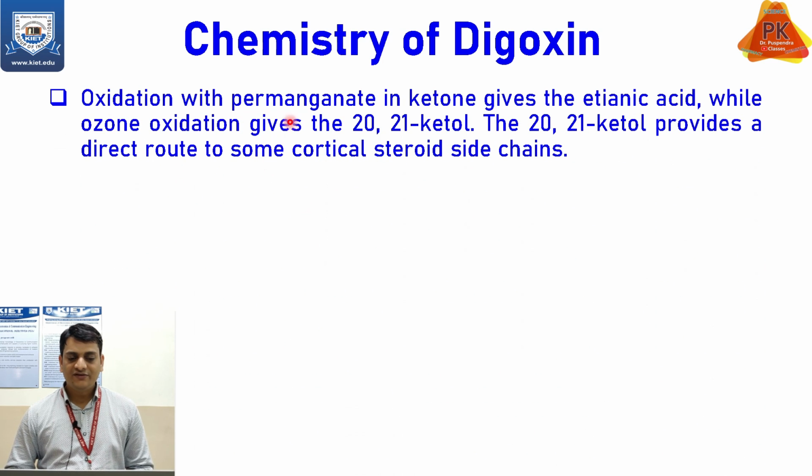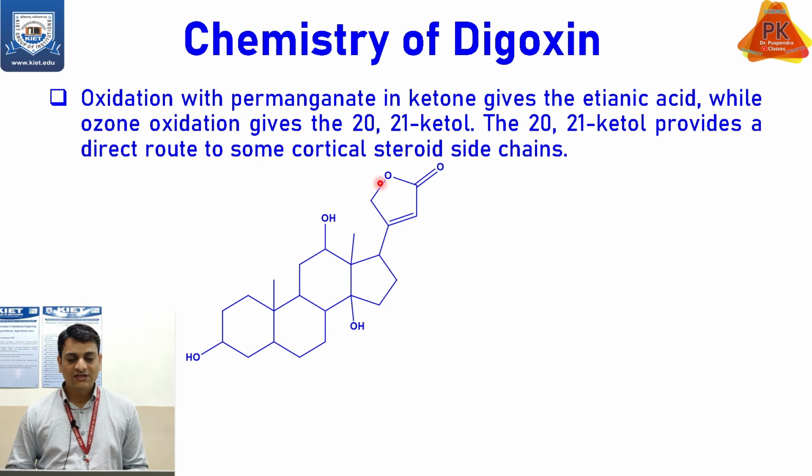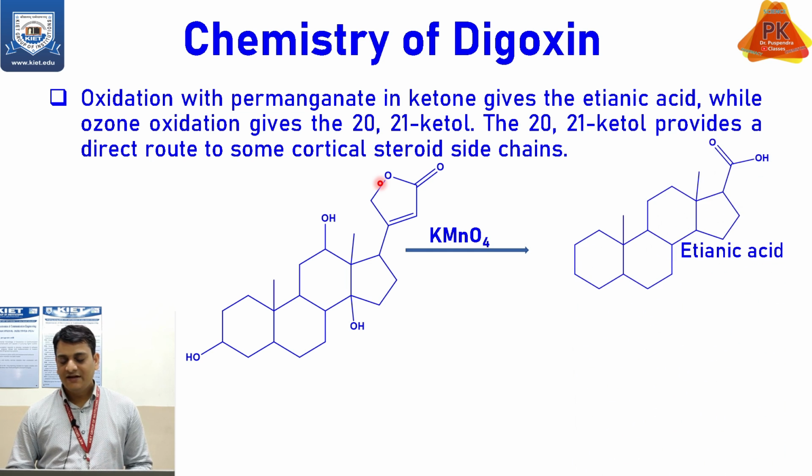So here oxidation with permanganate in ketone gives the ationic acid, while ozone oxidation gives the 2021 ketol. The 2021 ketol provides a direct route to some cortical steroid side chain. So if we take the digoxin and treat it with KMnO4, that is potassium permanganate, it will be oxidized and converted into the form of ationic acid. This is the characteristic of digoxin.